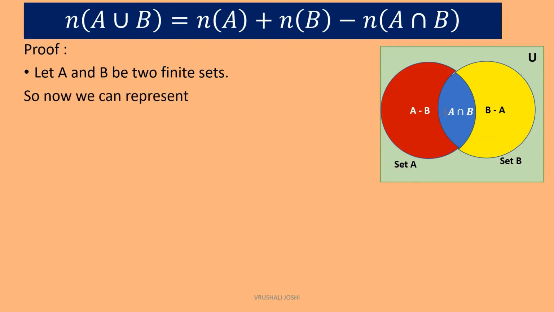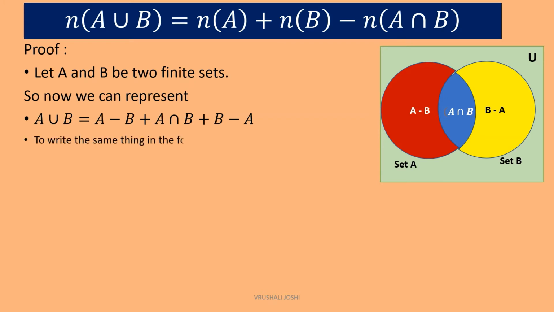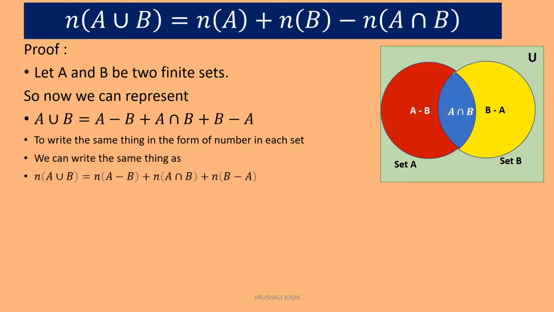How can we represent this? So can I say that A union B is equal to A minus B plus A intersection B plus B minus A. If you put all this together, you will get A union B, all the elements of A and B together. Correct? Now to write the same thing in the form of number of elements in each sets, how will you write this? N of A union B is equal to n of A minus B plus n of A intersection B plus n of B minus A. It's very easy, right? It's not difficult at all.